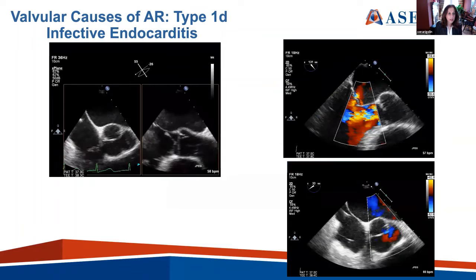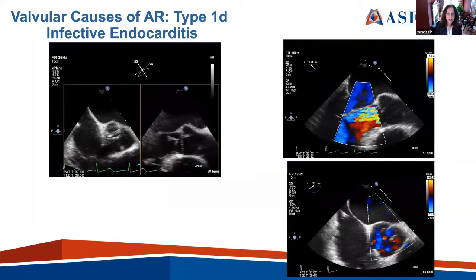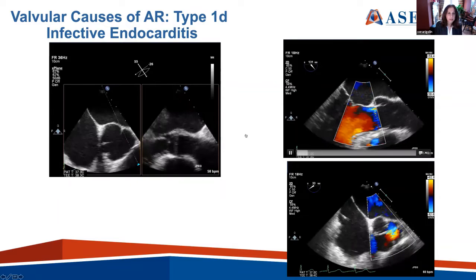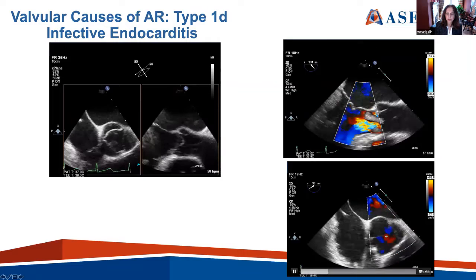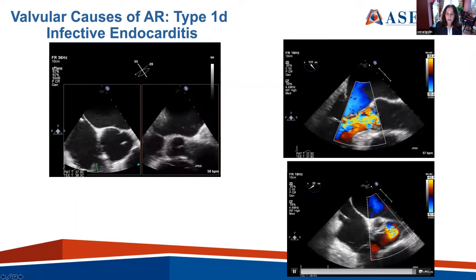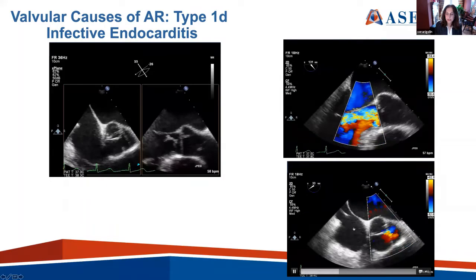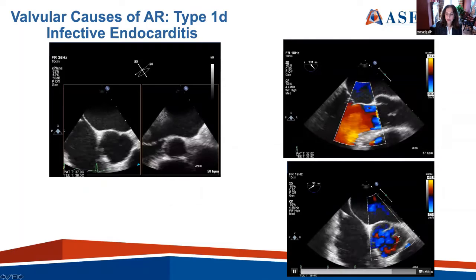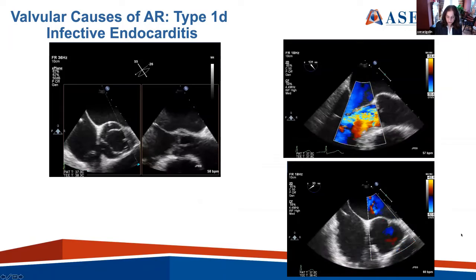Here's a couple more examples. This is a type 1D of a patient with infective endocarditis resulting in prolapse of a leaflet, resulting in severe regurgitation. This is actually a cusp perforation, and they would give a clue for that because look at how localized that jet of regurgitation is right over, this is a transesophageal echo, so this would be the left coronary cusp. See how localized it is over that left coronary cusp, suggesting that there's a perforation there.